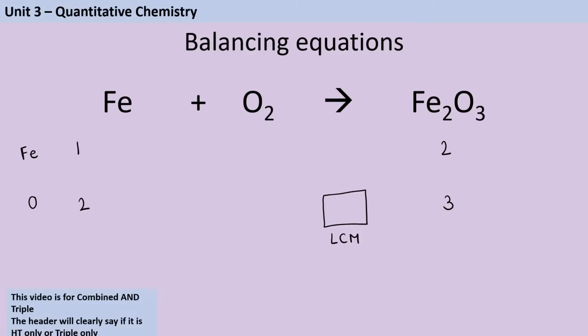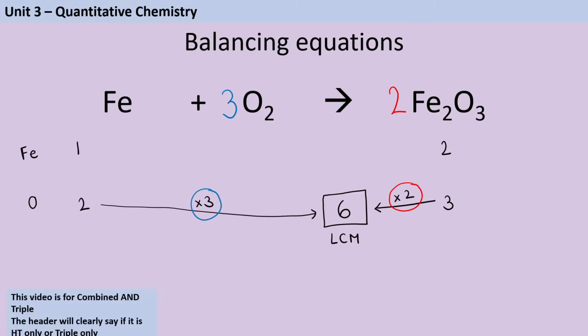So the lowest common multiple of 2 and 3 is 6, right? I need to have the same number of atoms on both sides, and I can't just go adding random numbers. So I'm going to make there be 6 of each. Then I think, what do I need to multiply my current numbers by in order to get 6? 3 I would need to multiply by 2, 2 I would need to multiply by 3, and those numbers are going to turn into my coefficients at the top.